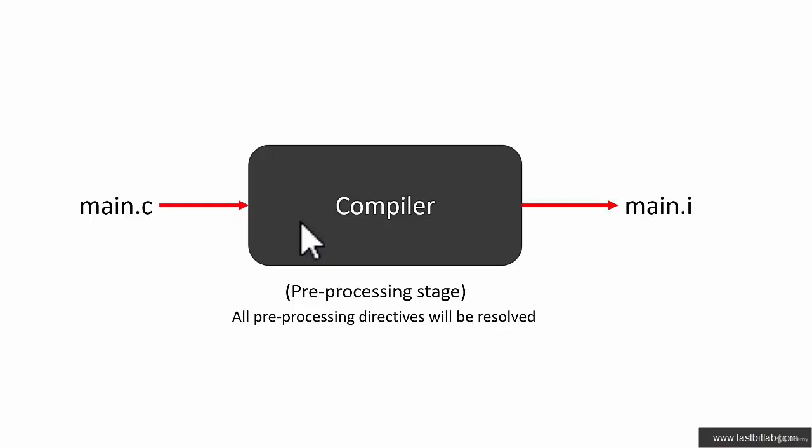This is not compilation, remember that. This is a pre-processing stage of the compilation, which is usually done by the compiler itself. The pre-processing directives such as all hash includes, the C macros, or the conditional compilation macros of the source file will be resolved and a pre-processed file is created that has the extension of .i.